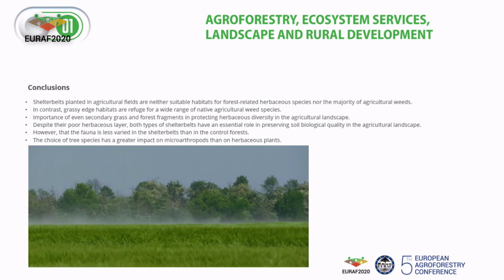Based on our results, both types of shelter belts and the grassy edges have an essential role in preserving soil biological quality in the agricultural landscape. However, the flora and the fauna are less varied in the shelter belts compared to the control forest. The choice of the tree species has a greater impact on the mesofauna compared to the herbaceous vegetation.